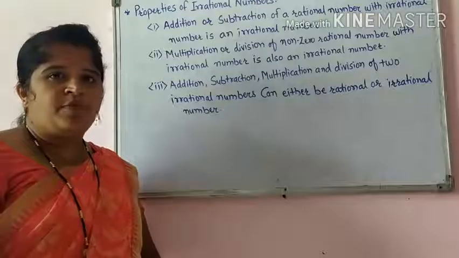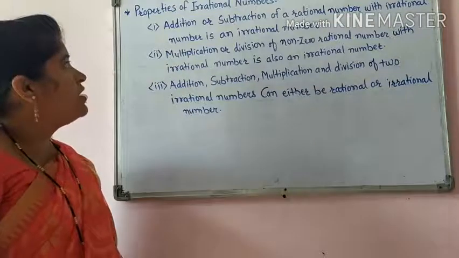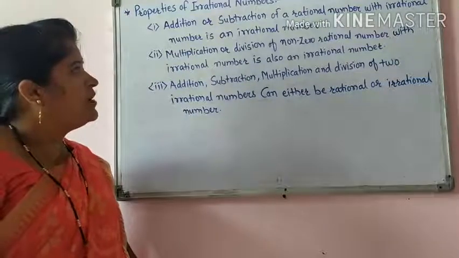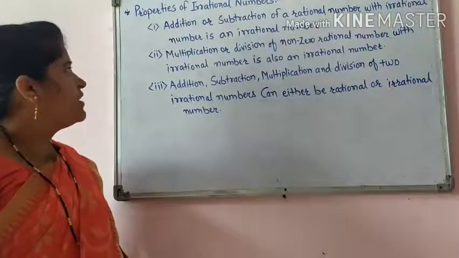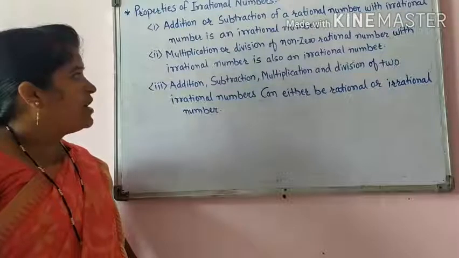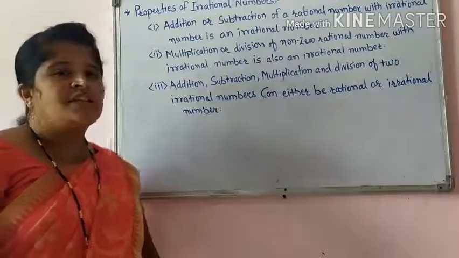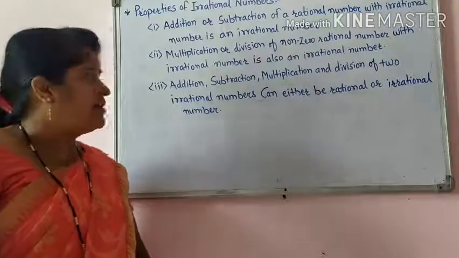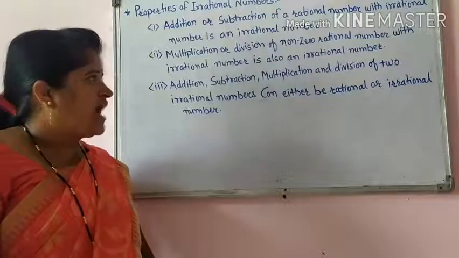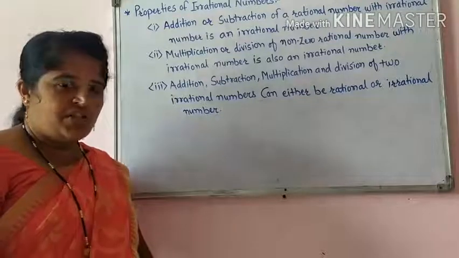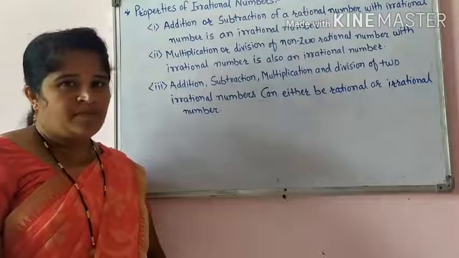Now let us see some properties of irrational numbers. First property is addition or subtraction of a rational number with an irrational number is an irrational number. Second property is multiplication or division of a non-zero rational number with an irrational number is also an irrational number. And third property is addition, subtraction, multiplication and division of two irrational numbers can be either rational or irrational numbers.